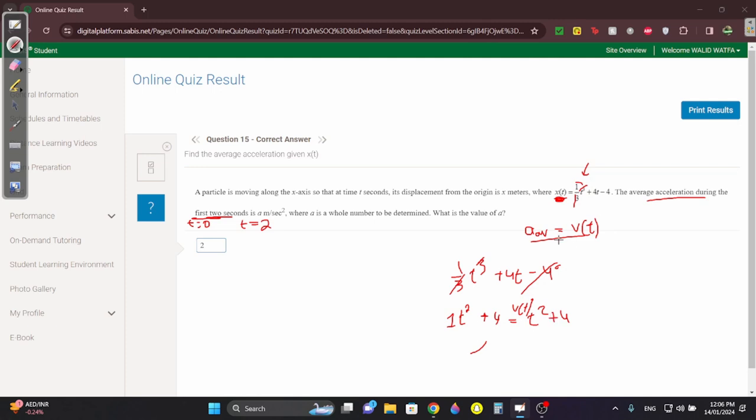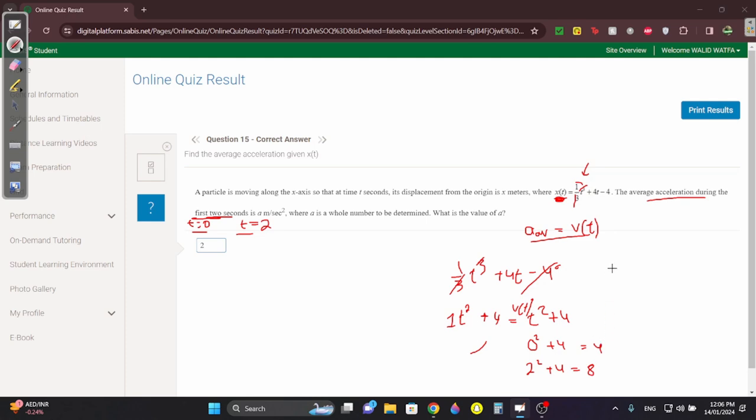Okay. Now how can we find average acceleration? We have to substitute our two times now. Okay? Because we need the v final and v initial. Let's substitute 0 squared plus 4 and 2 squared plus 4. You get 4 and you get 8.